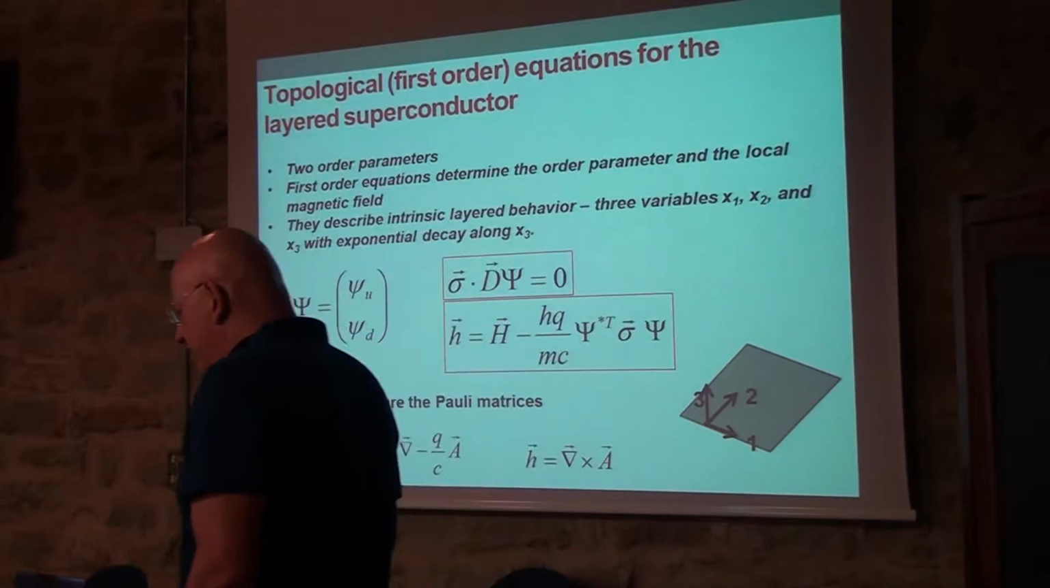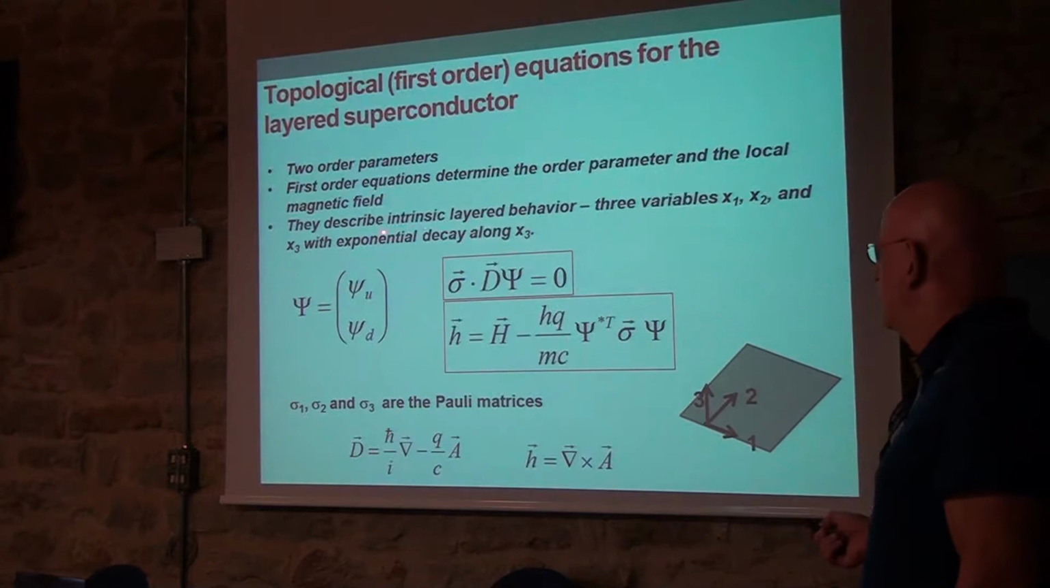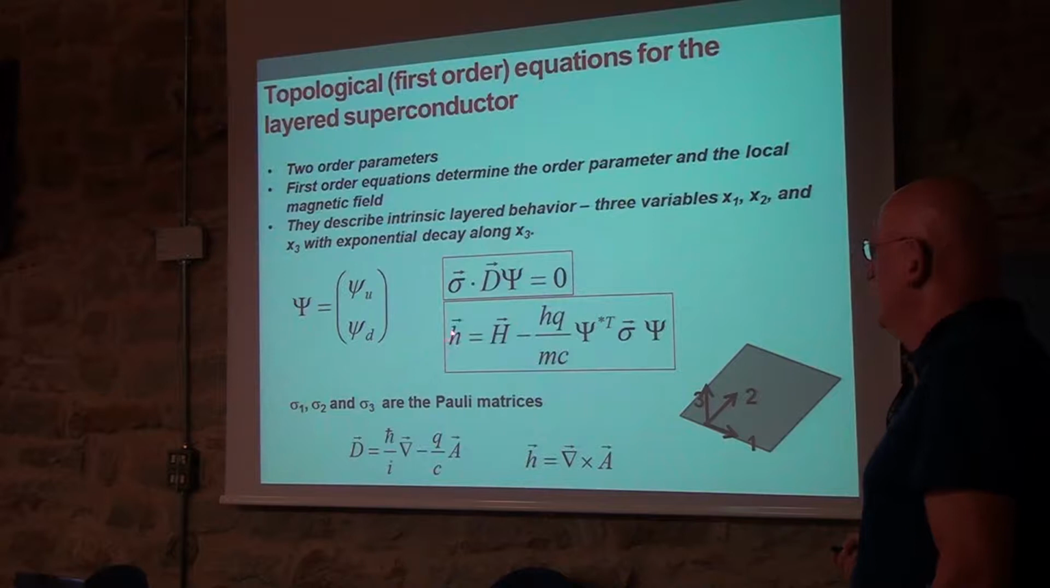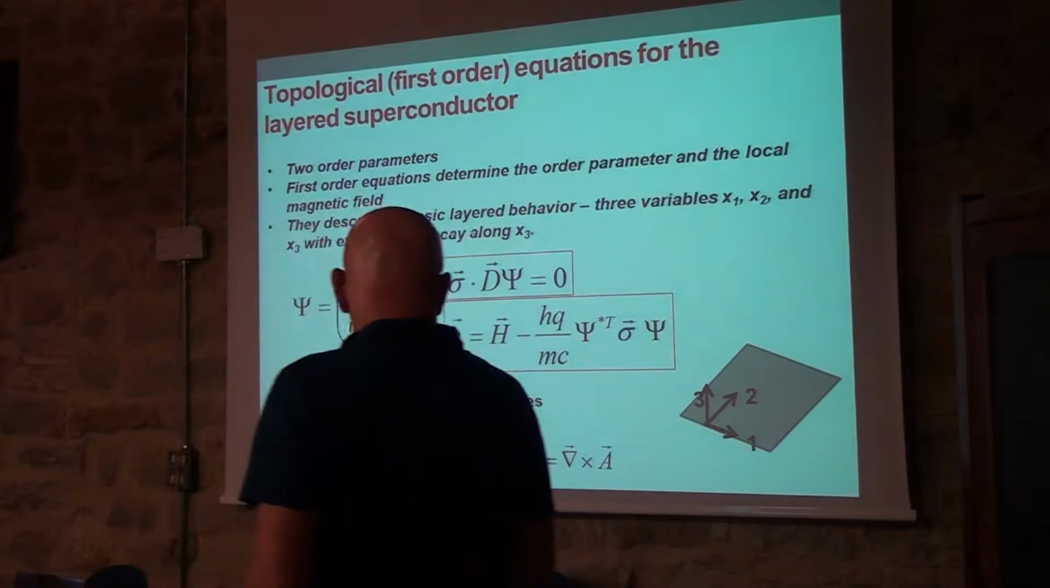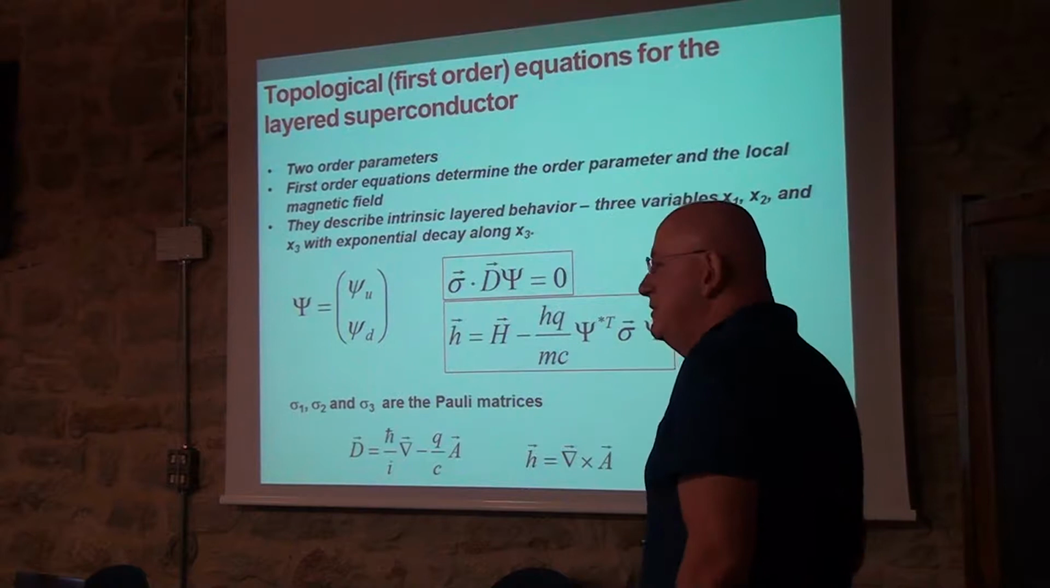I have a two-component order parameter. The equation that describes the order parameter is sigma dot D psi equals zero, where sigma are the Pauli matrices. And the local magnetic field is given by the applied field minus the local expectation value of the sigma matrices. Interestingly, these equations are truly three-dimensional. I mean, there is no assumption of symmetry along any axis here.